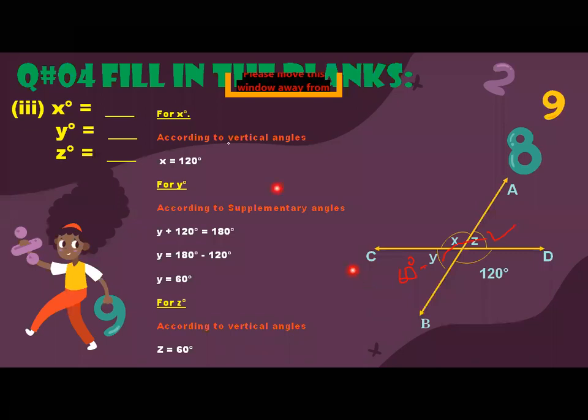So students, when you are going to attempt this in your copy, now I am repeating again, first you will write which angle you are going to find out. Just suppose you are going to find out x, so you will write for x, and then you will write down the postulate, that is according to vertical angles. Means with which postulate you are going to find out the x. So you are going to find out x according to vertical angle, you are going to find out y according to supplementary angle, and again you are going to find out z according to vertical angles. Okay, so this is the way to solve it in your copy as well. Clear?